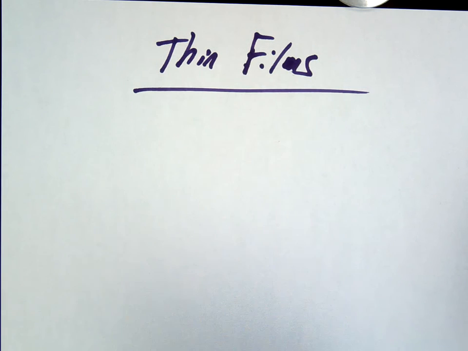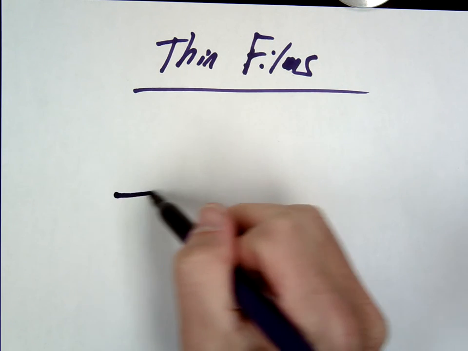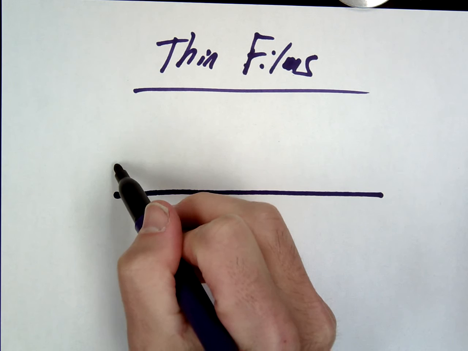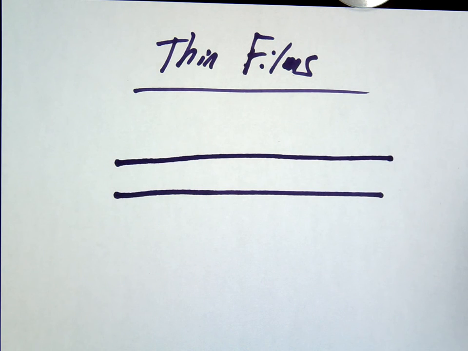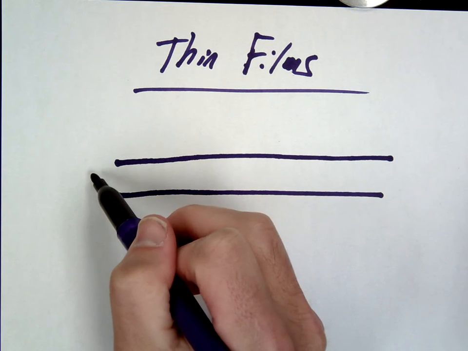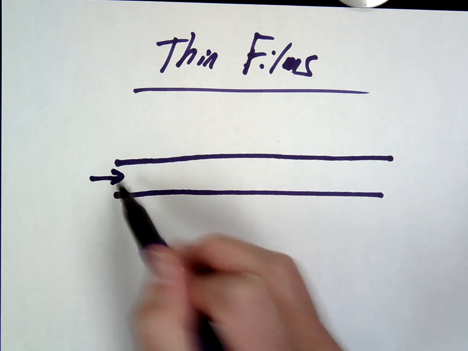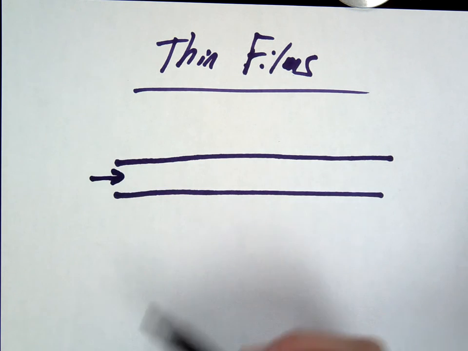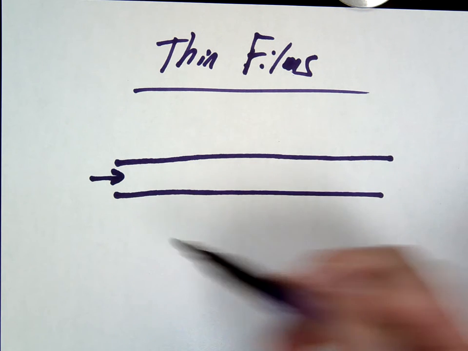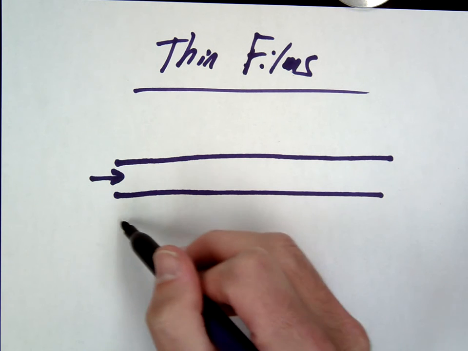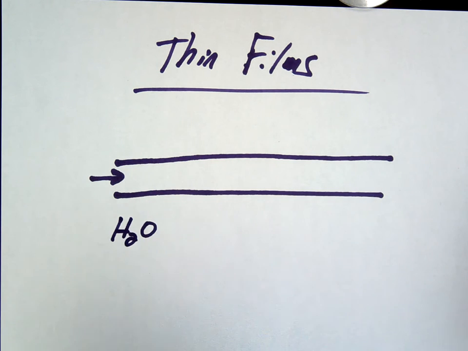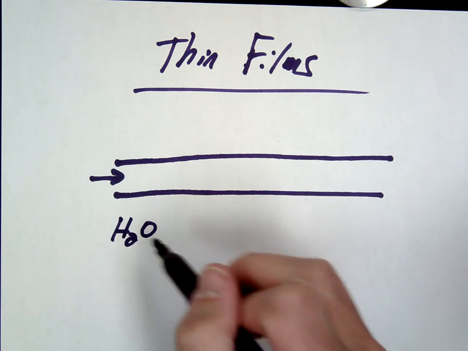All right, so thin film. We're going to define a thin film as a thin layer that we'll place on some other substrate. Let's say, for example, we're going to put a coating on top of, I don't know, water, maybe. That's kind of what you did yesterday with the nail polish. So let's say this is H2O.